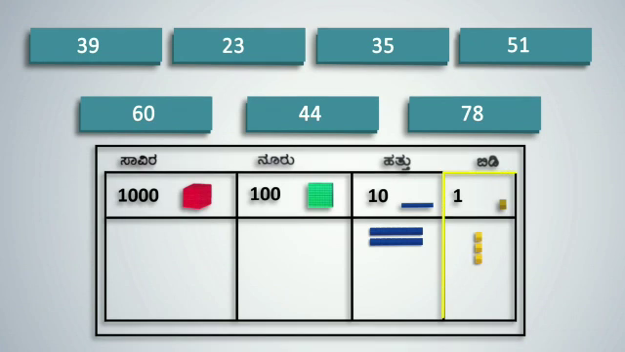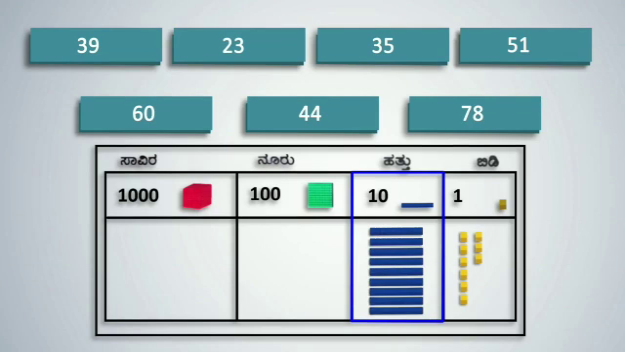Remind them that the column on the extreme right is the place for ones. Here, a maximum of 9 ones can be placed. The column to its left is the place for tens. Here, a maximum of 9 tens can be placed.